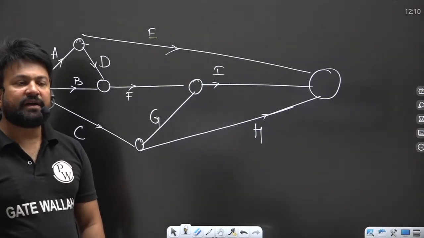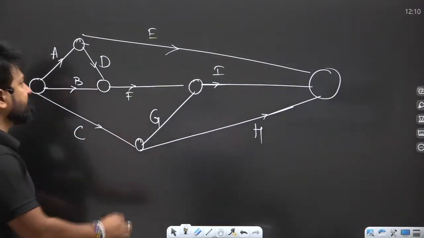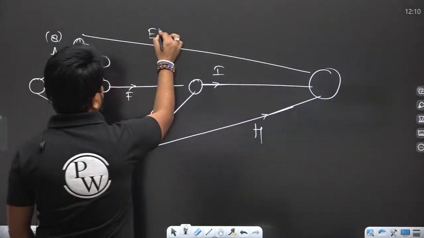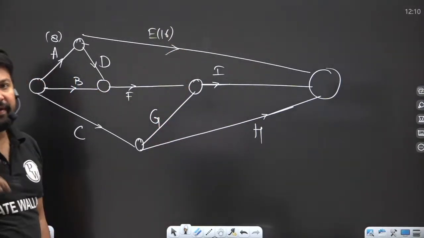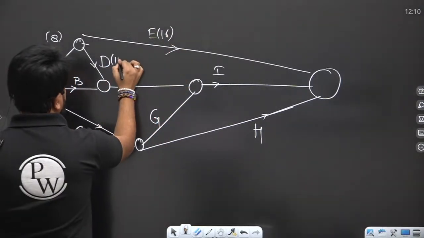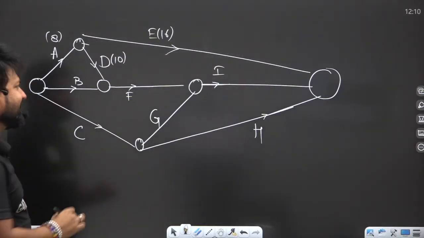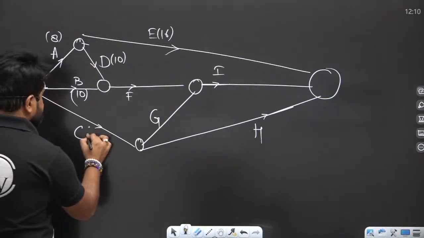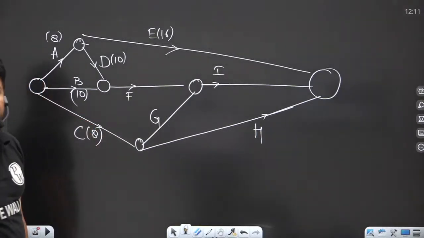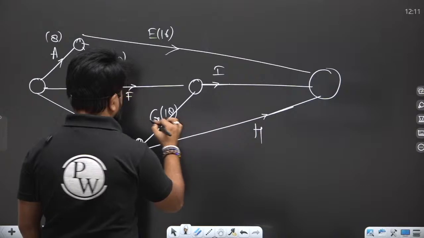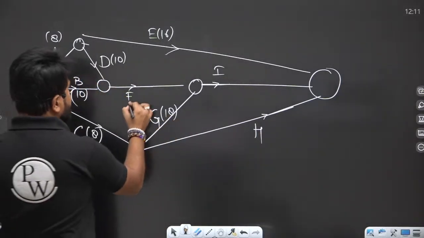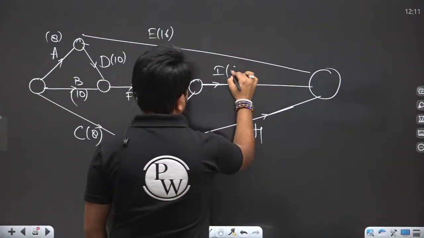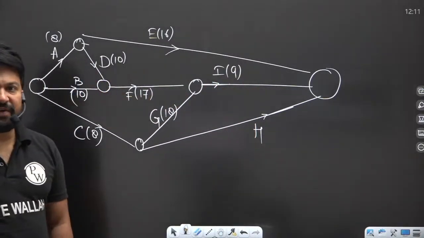Now you have to write down the duration of each activity. The duration of A is 8. Duration of E is 16. Duration of D is 10. Duration of B is 10. Duration of C is 8. Duration of G is 18. Duration of F is 17. Duration of I is 9. Duration of H is 14.